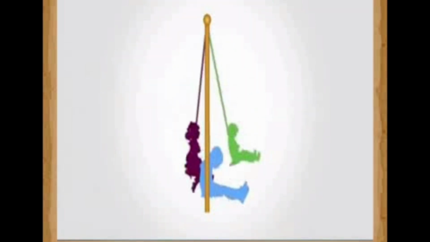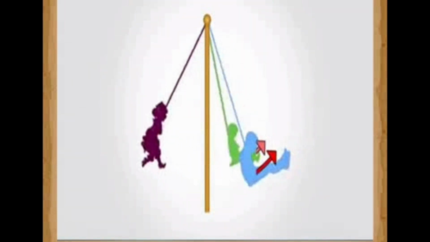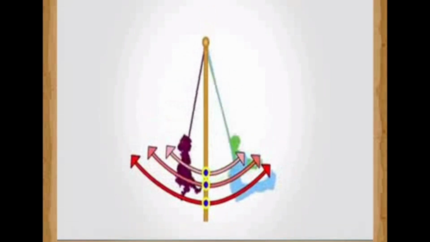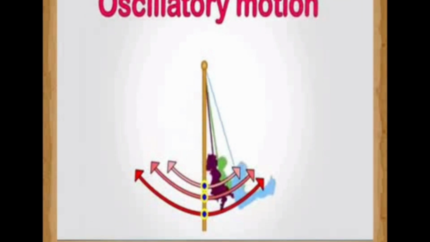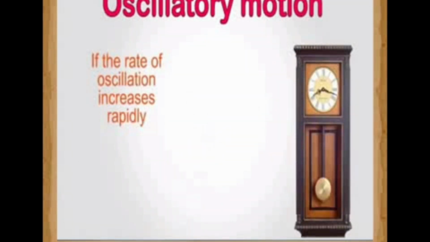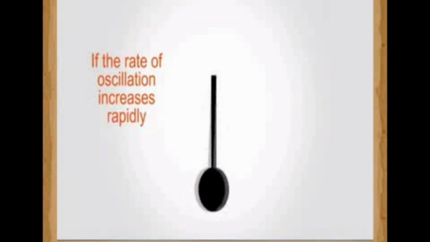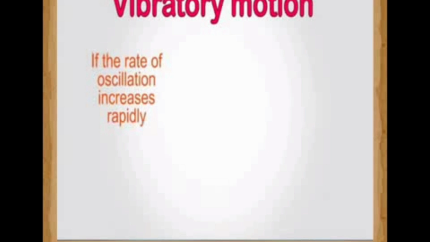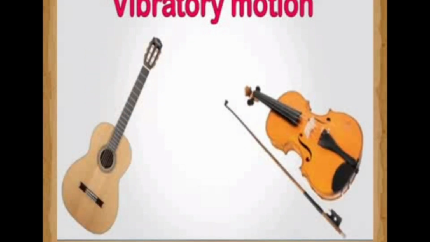Next one, oscillatory motion, or it's called vibratory motion. If an object or a particle executes to and fro motion about a fixed point, it is said to be vibratory motion. This is sometimes also called oscillatory motion. An example of oscillatory motion is a simple pendulum, like the pendulum in a clock. You can increase the oscillation rapidly. When you increase that oscillation, it's called vibratory motion. These are examples of vibratory motion.